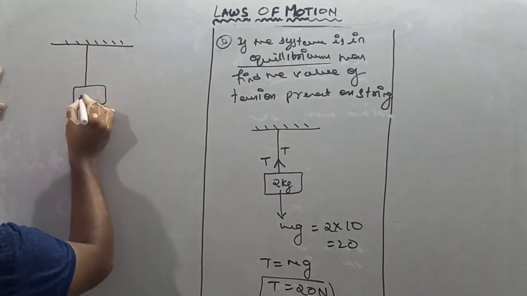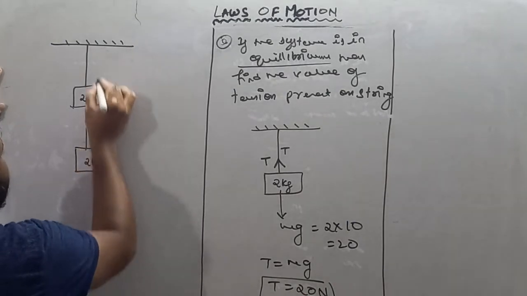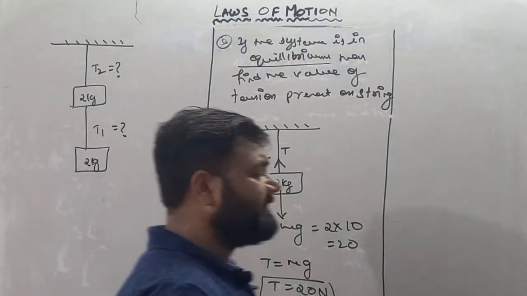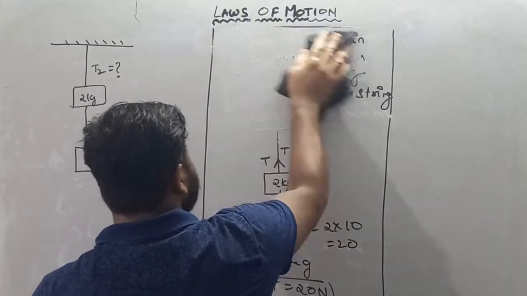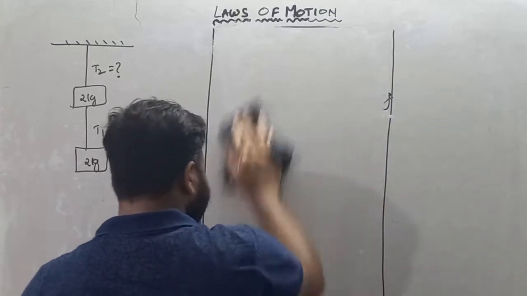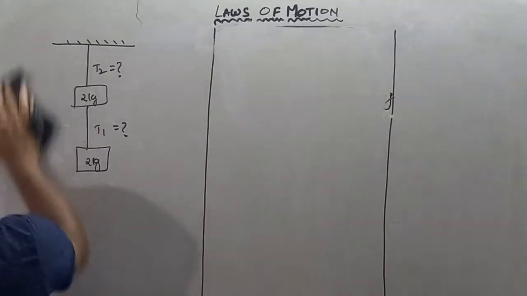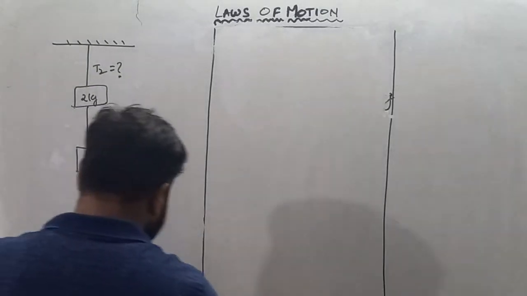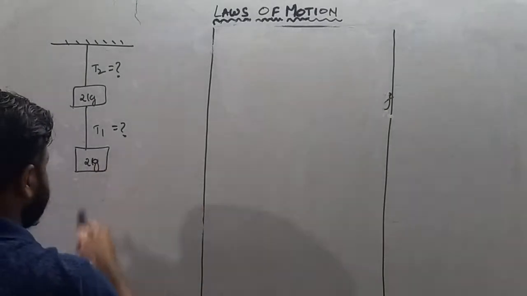If the system is in equilibrium, then find the value of T1 and T2. So we have to find the value of T1 and T2 in this question, my dear student.